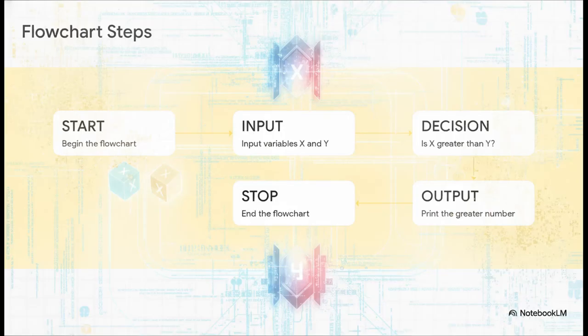Deconstructing this process step by step really cements how it works. First, we start. Next, we input our variables, X and Y. Then we hit our logic gate, if X is greater than Y. Depending entirely on the answer to that specific question, it outputs the correct calculation. And finally, it stops. You can literally trace how raw data moves through a logical question to reach a final definitive output. It's like a giant puzzle coming together.